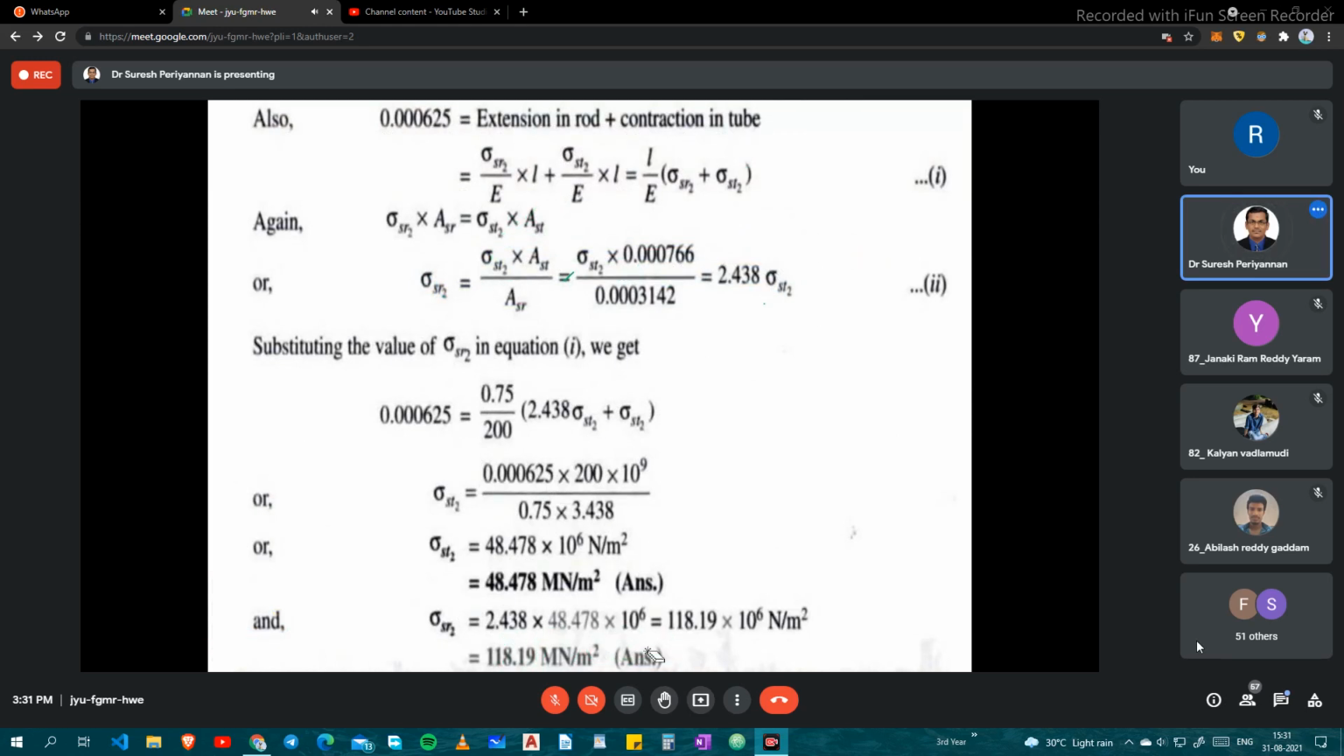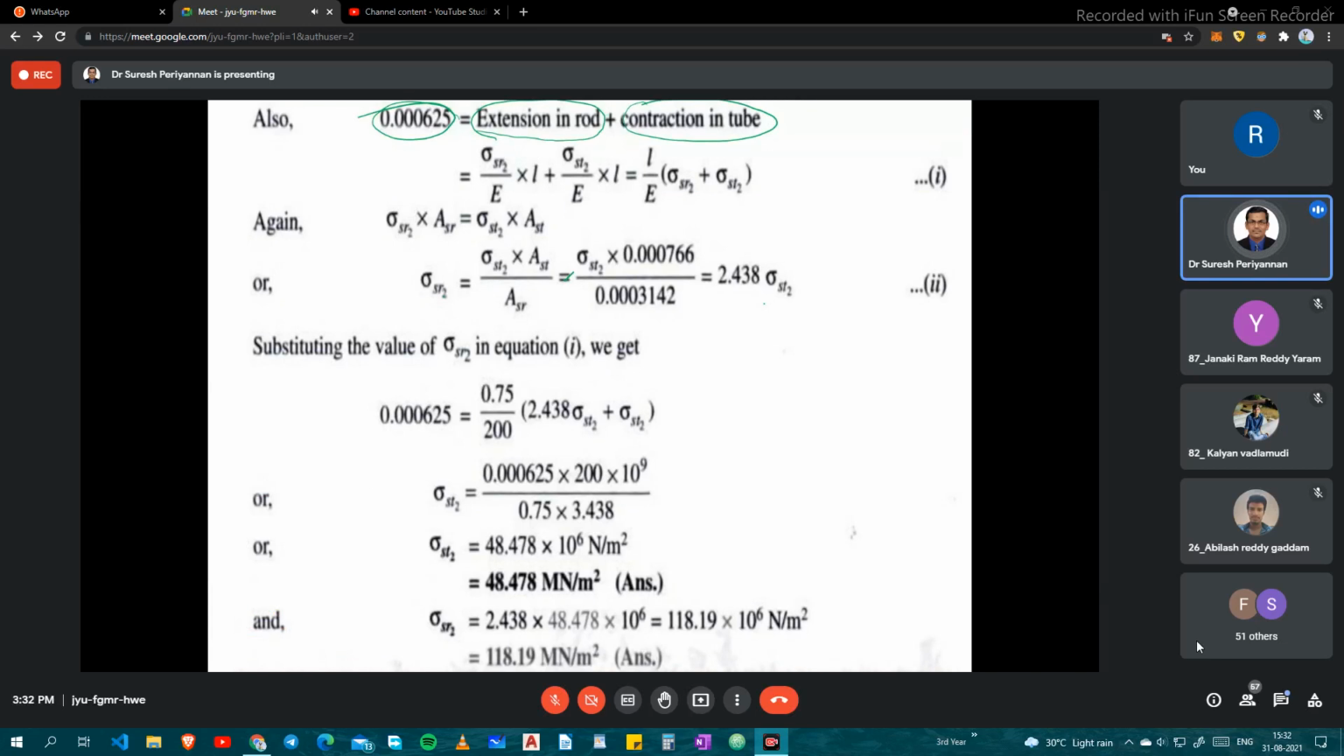Now, this is a very simple problem, not a difficult one. When the nut moves 0.625 mm, the rod is going to be in tension, an extension, but the tube is going to be in contraction, obviously.